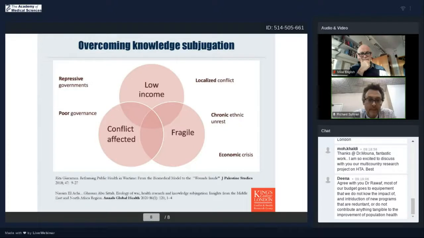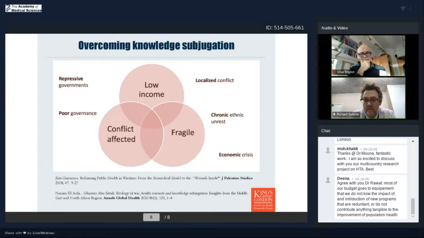Next slide, please. And this is the last one, and the one I want to focus on most of all. One of the things we've been looking at is how to overcome knowledge subjugation across the region generally. And when we talk about knowledge subjugation, we're talking here about outsiders determining the narrative.